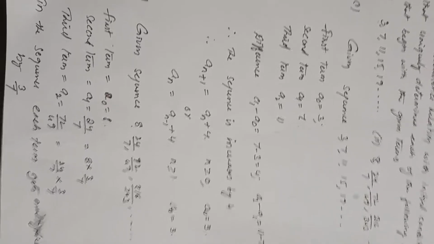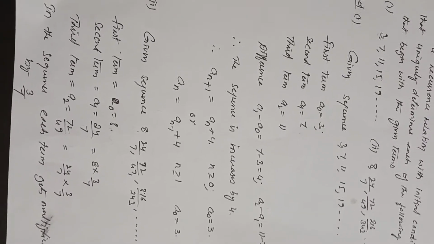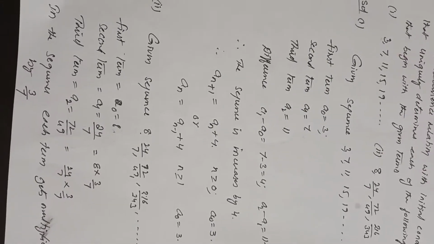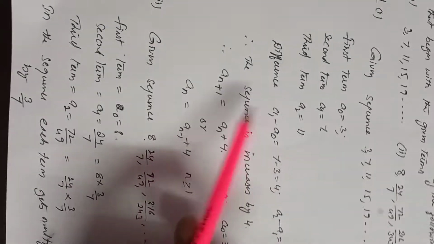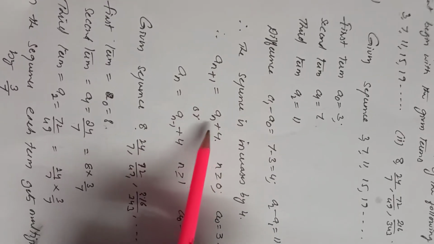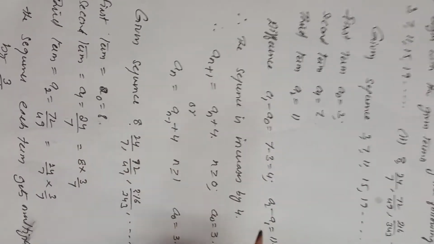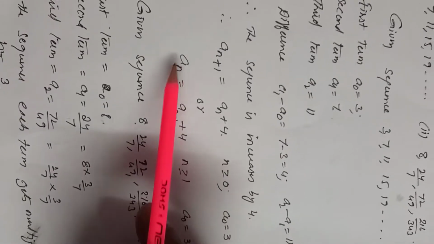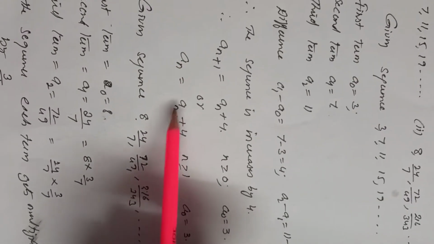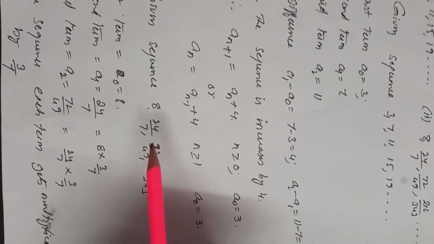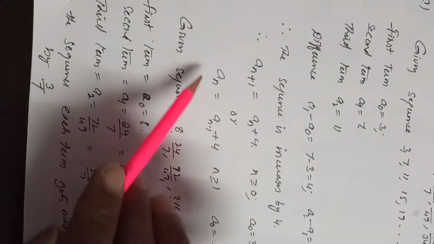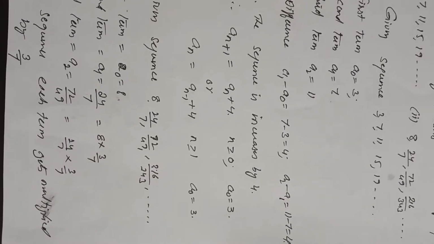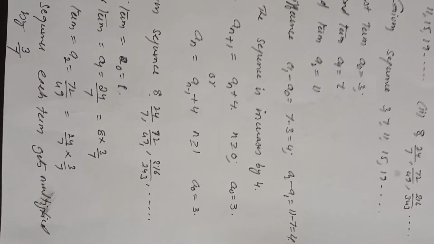That means what is the relation between the first term and second term? The second term is equal to the first term plus 4, no? Therefore the (n+1)th term is equal to the nth term plus 4, or you can write the nth term is equal to its preceding term a_{n-1} plus 4. Now this is the recurrence relation. Here a_n = a_{n-1} + 4, where n is greater than or equal to 1, a_0 = 3.